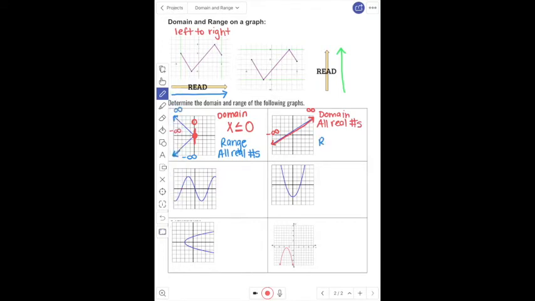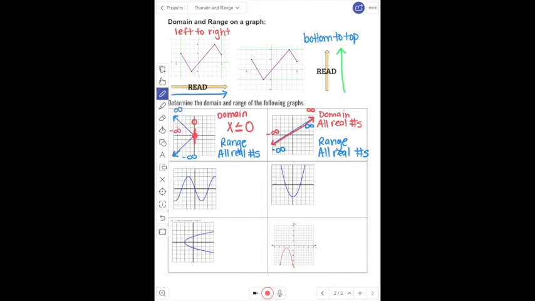All right, so my range. Remember, my range is bottom to top. So we're coming from the bottom, from negative infinity, because it's coming from the bottom part with an arrow, and it's going up to infinity. So the range here is all real numbers. When I talk about a line, it includes all x's and all y's.